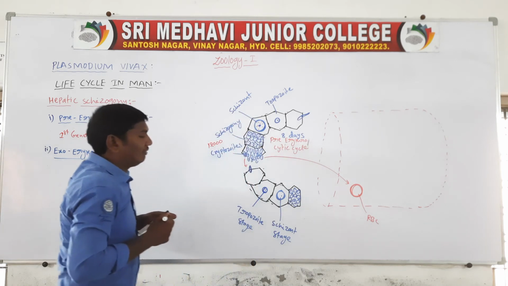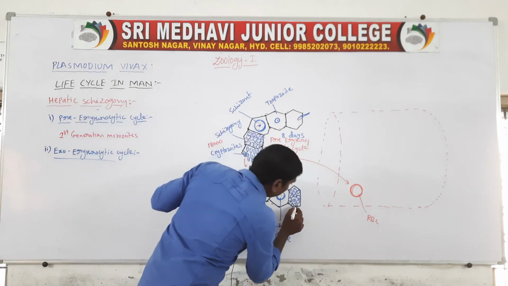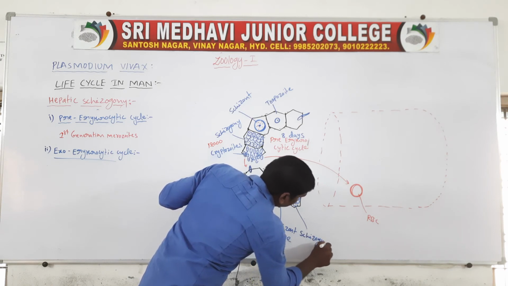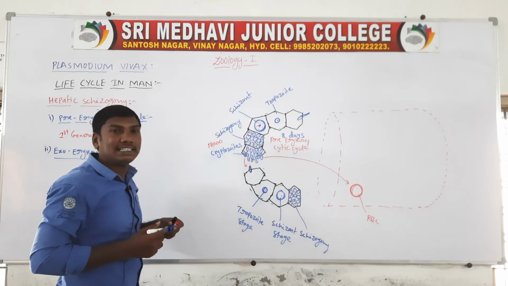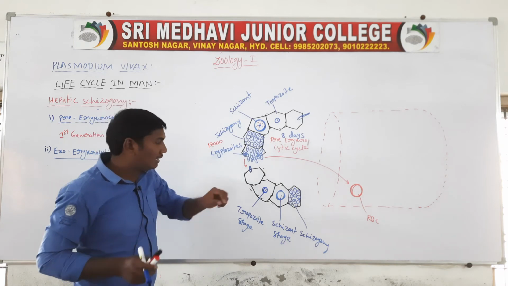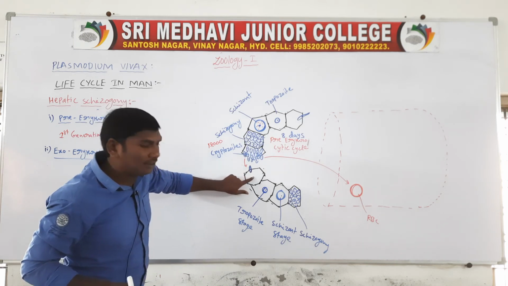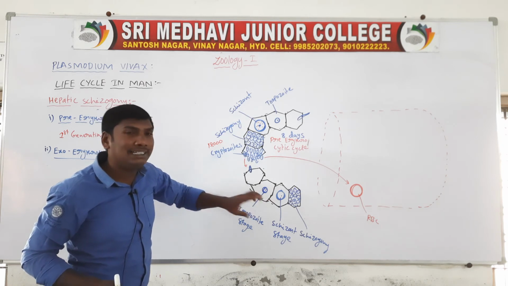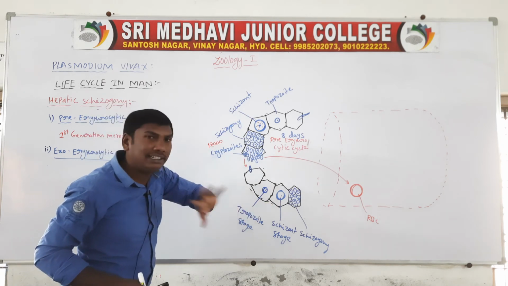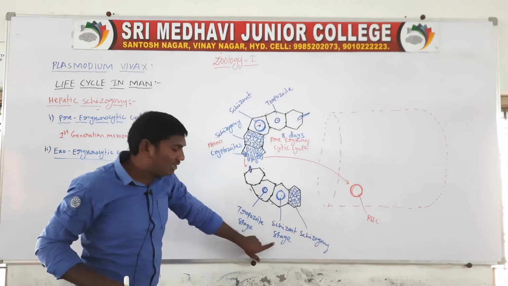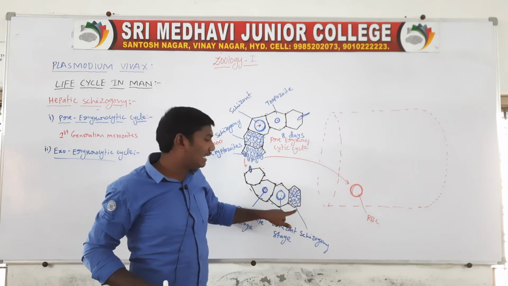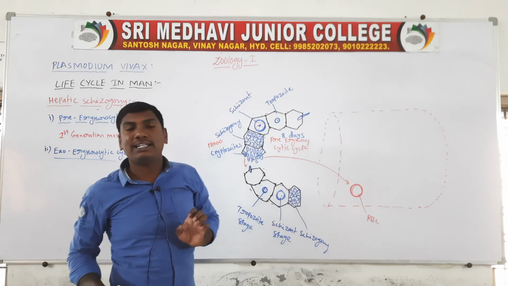Many mitotic divisions, so this is called schizogony. Schizogony means asexual reproduction. Simple: first, the cryptozoite enters the liver cell and transforms into the trophozoite stage. The trophozoite feeds on the cell organelles and increases in size, so it is called the schizont stage. The schizont undergoes many mitotic divisions, increasing in number, so this is called schizogony.